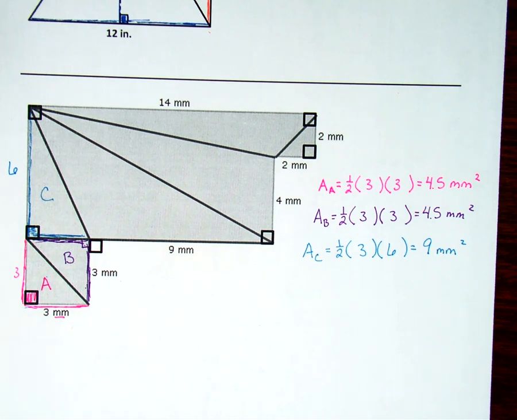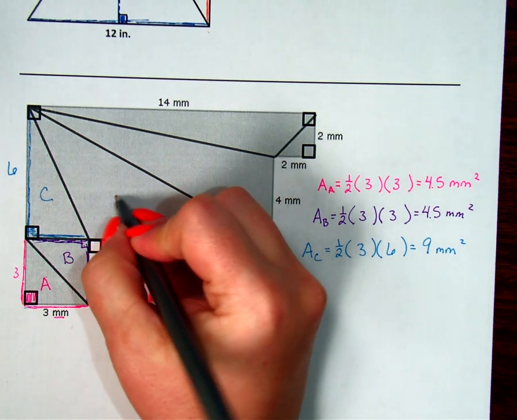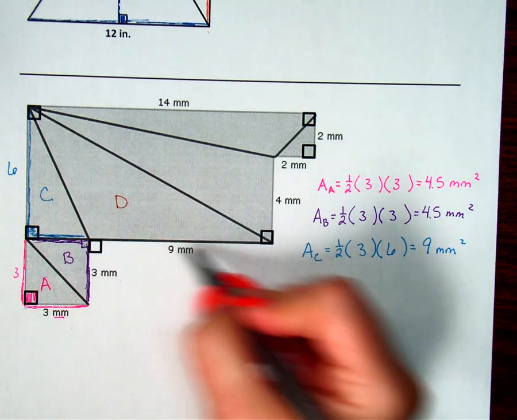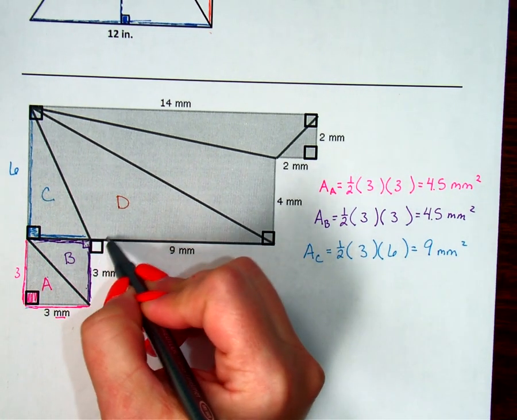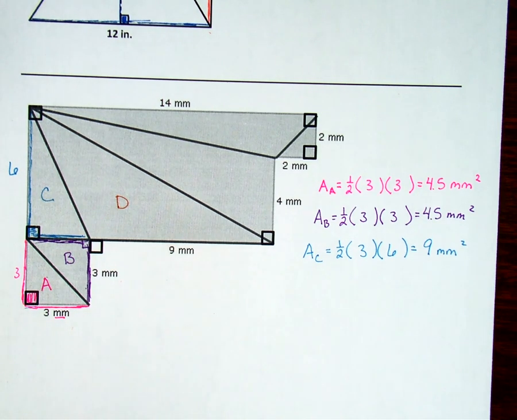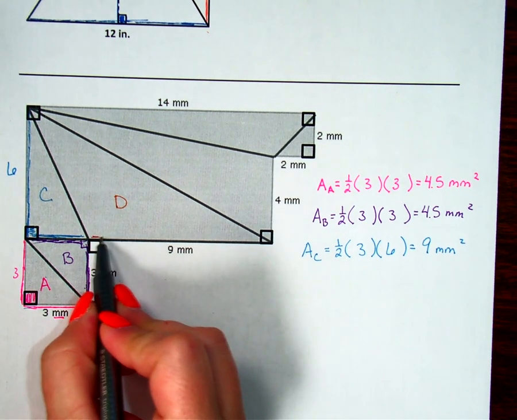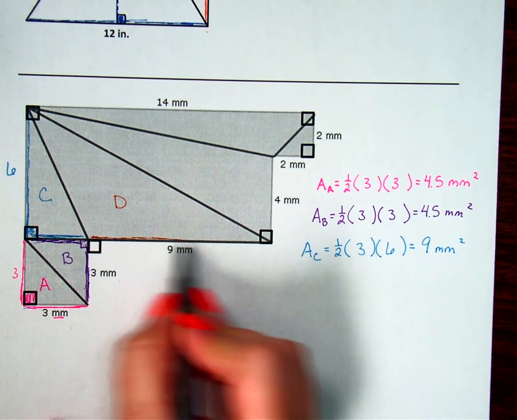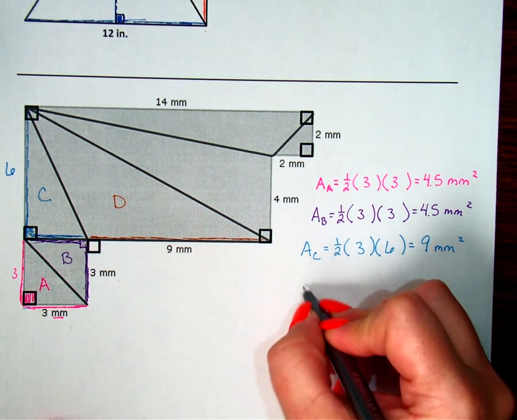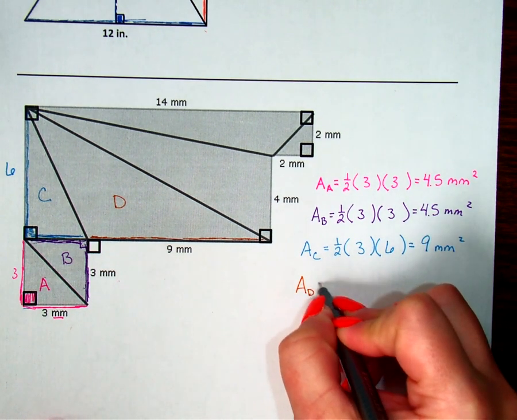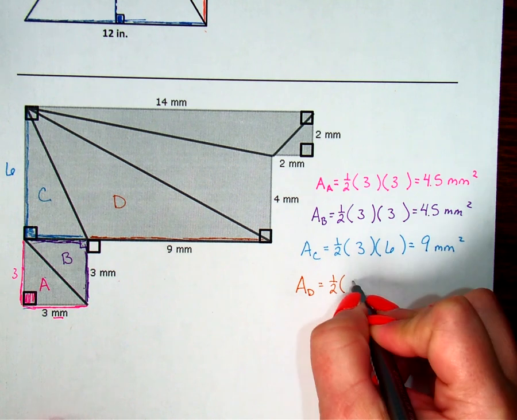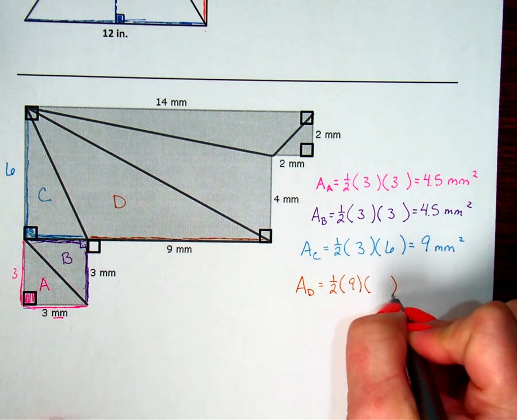This is where we start getting a little interesting because triangle D is not a right triangle. It's an obtuse triangle. I have an obtuse angle there. Okay? So I see if I use this as the base, the 9, if that's my base, area of triangle D equals 1/2 the base of 9. I have to figure out what the height is.